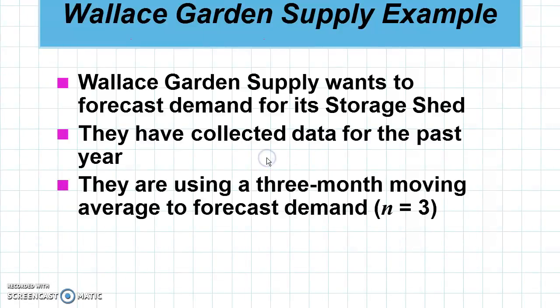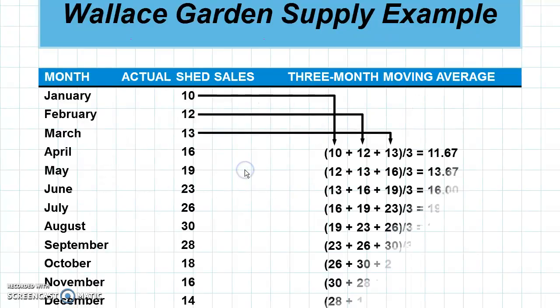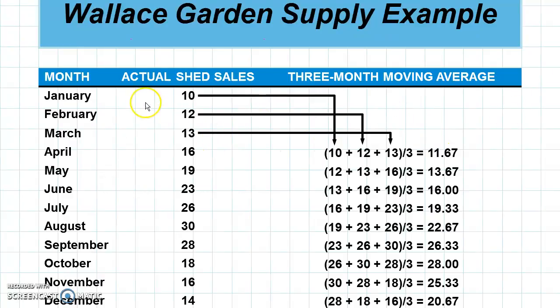averaging. So when we look at Wallace Garden Supply, they're collecting data over a period of time. Again, we're looking at a 3-month moving average. And we can see here that we've got 12 months of data that we're working with. We take the first 3 of actual sales: 10, 12, 13. We divide by 3, and that gives us our forecast of 11.67.